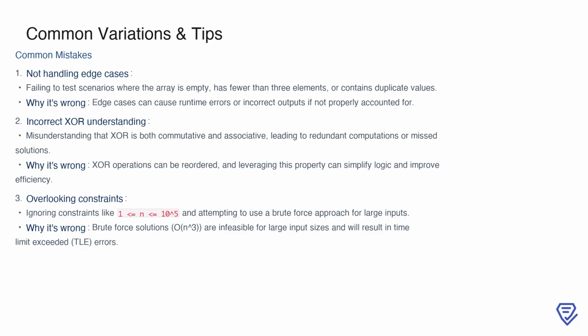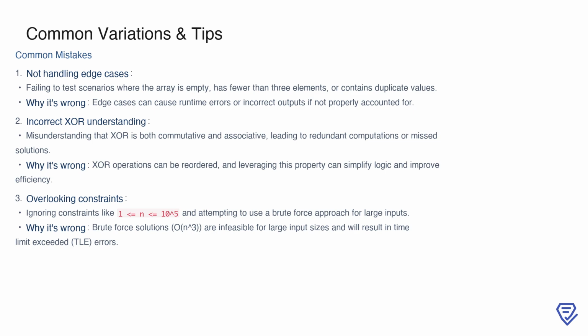Another common mistake involves a misunderstanding of XOR properties. Remember, XOR is both commutative and associative, meaning the order of operations can be rearranged to simplify your computations. Failing to leverage these properties can result in redundant calculations or missed solutions. Finally, overlooking problem constraints like the input size is a big pitfall. With constraints such as 1 ≤ n ≤ 10⁵, brute force approaches with O(n³) complexity are simply unfeasible for large inputs. These will almost certainly lead to time limit exceeded errors, so it's critical to consider more efficient strategies from the start.